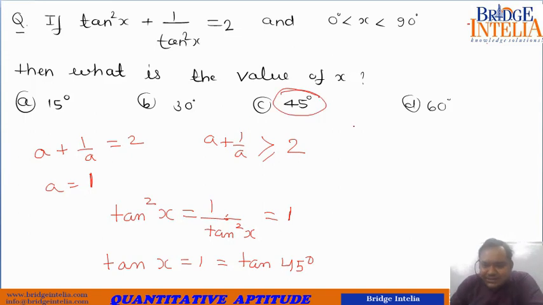So the concept that I just told you, I'll reiterate. Whenever it is being told to you that a plus 1 by a is equal to 2, then you have to assume that both are equal to 1. That means a is equal to 1, and hence 1 by a is also equal to 1. Only then can the answer be 2. Okay, so this is a very important observation.